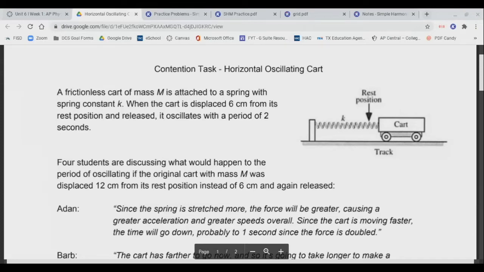Do we still agree with Aiden? No. If it's faster, will it get the job done quicker? Not in this case. Why not in this case? Because the formula for calculating the period, you take the mass and divide it by the spring constant. Well, we're not changing either of those, so the period won't change.